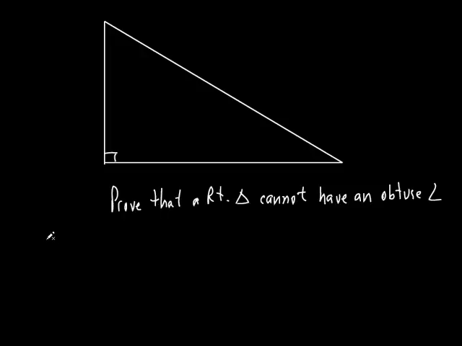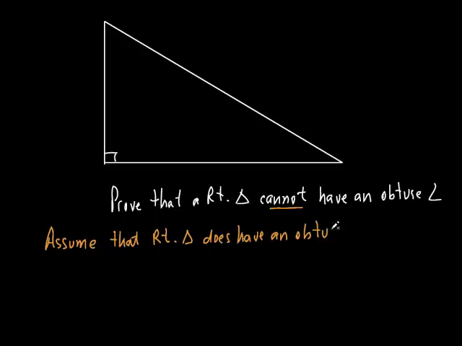So what's our first step? If you remember what we wrote down, we want to assume the opposite of what we're trying to prove. We're trying to prove that a right triangle cannot have an obtuse angle. So we assume that this right triangle does have an obtuse angle. All right, so that's what I would write down. I would assume the opposite of this.